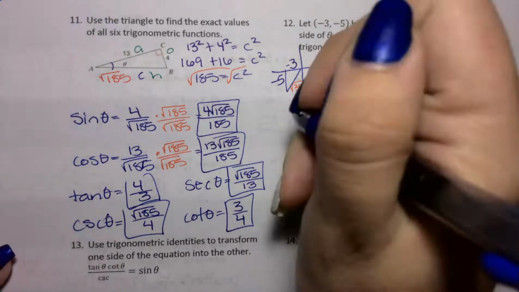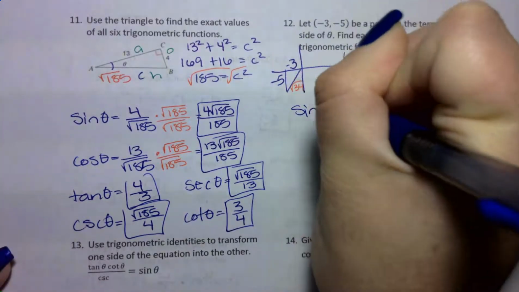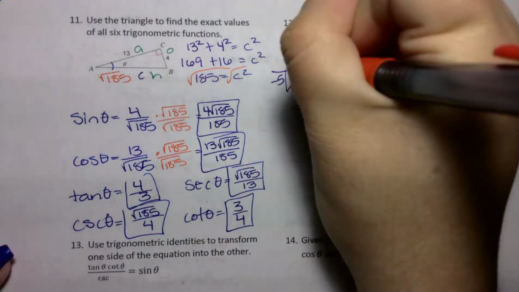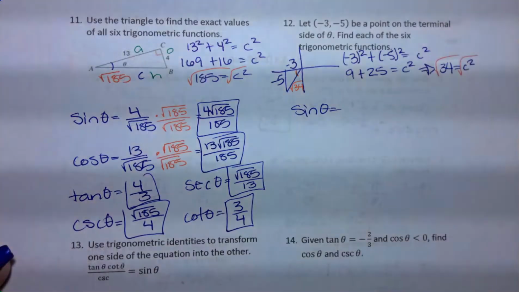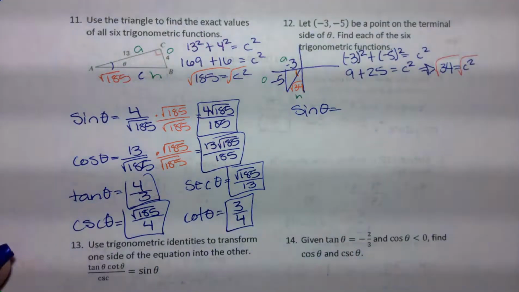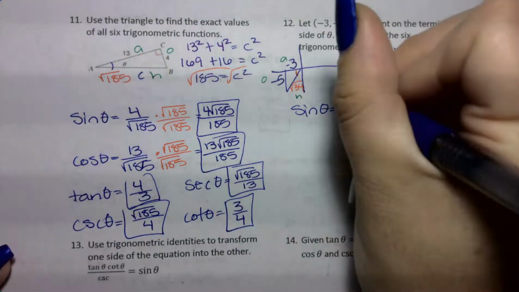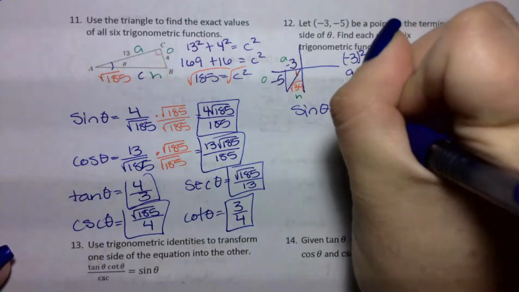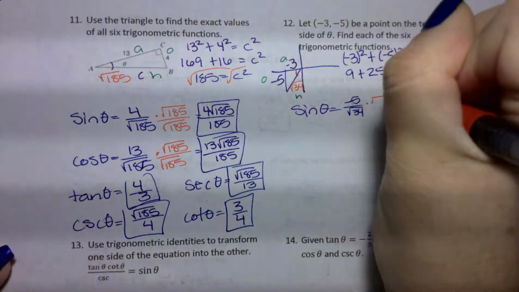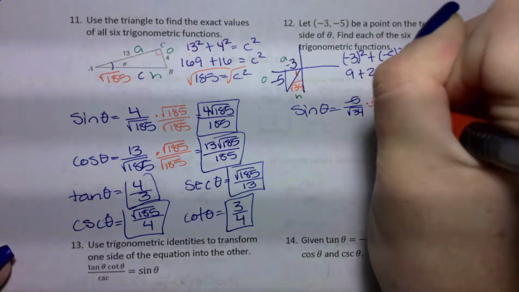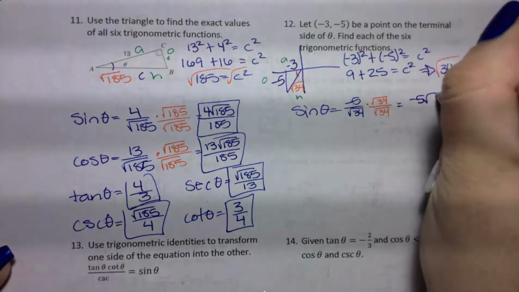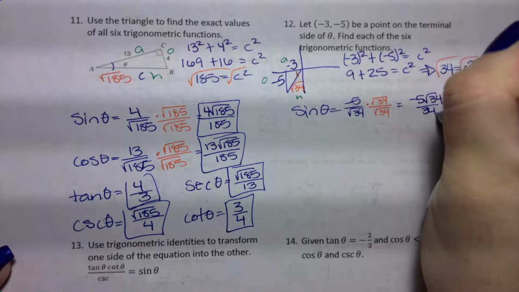So going back, I want to figure out my trig functions. Sine of theta is going to be, and the angle, if I'm looking at this, would be right here. So that would make this my opposite, this my adjacent, and this my hypotenuse. That will give me -5 over the square root of 34, which I need to go ahead and rationalize. This will give me -5 square root of 34 over 34.